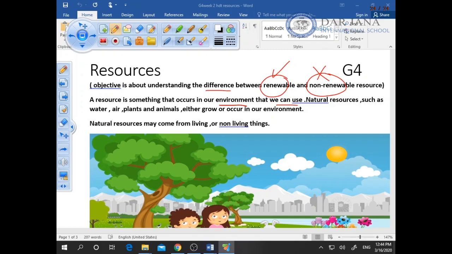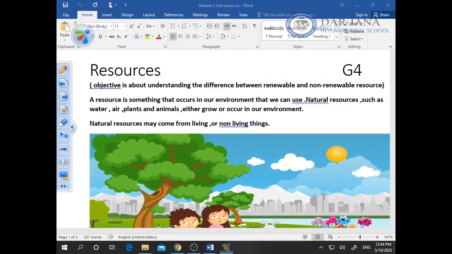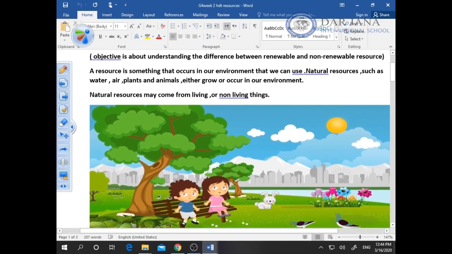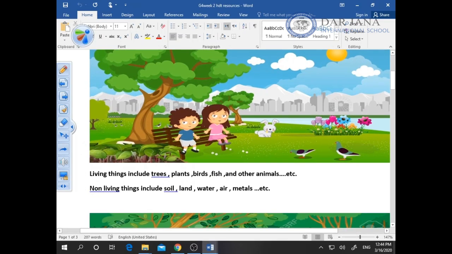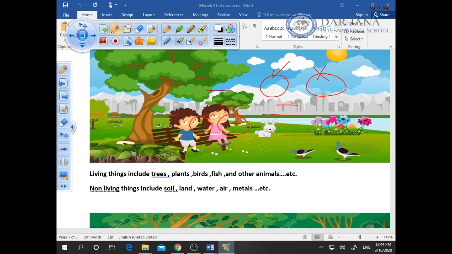Natural resources such as the water, the air, the plants, and the animals either can grow or occur in our environment. That's why we call them natural resources. They can come from living things or non-living things. Just pay attention, when I say non-living things, I'm talking about, for example, the soil, the land, the water, the air, metals. They are not living things, but they are resources anyway.